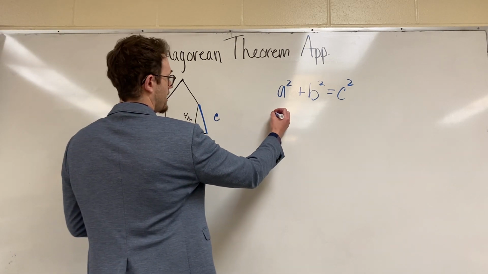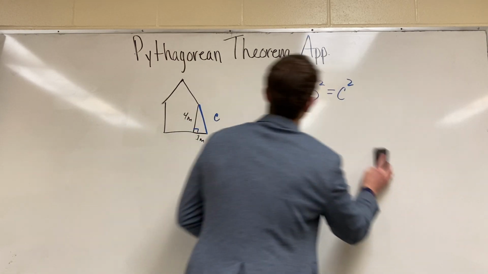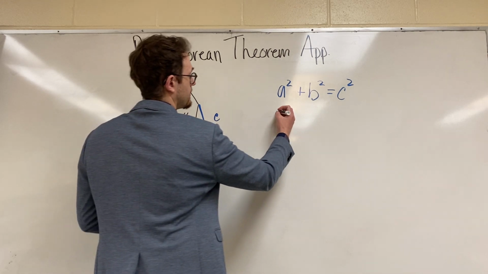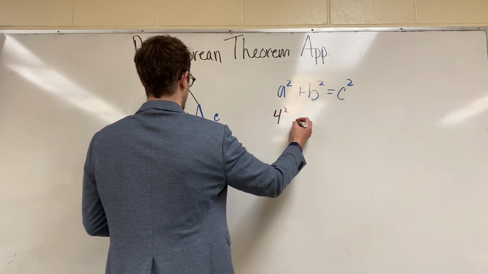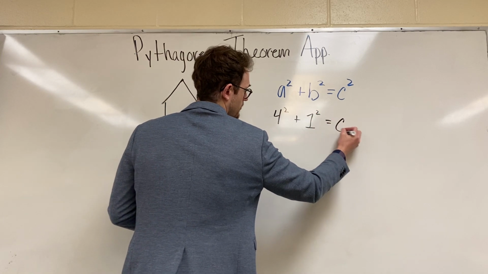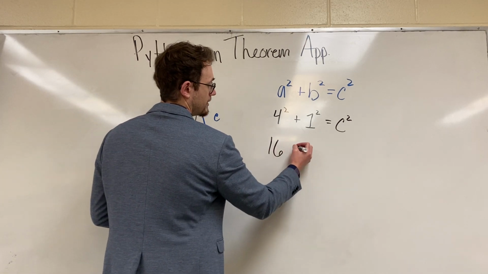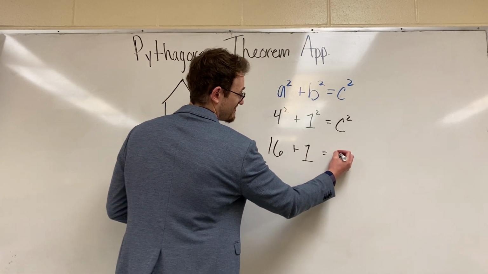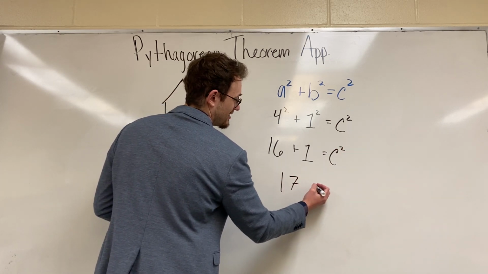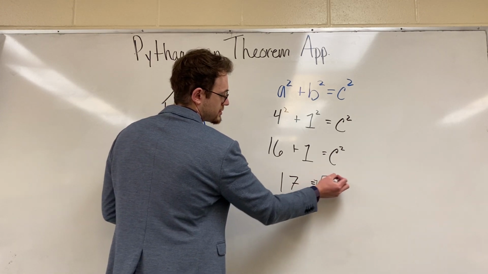So I have 4 squared plus 1 squared equals C squared. 4 squared is 16. 1 squared is 1. Add those together, you get 17. Then you come in here and you take the square root.